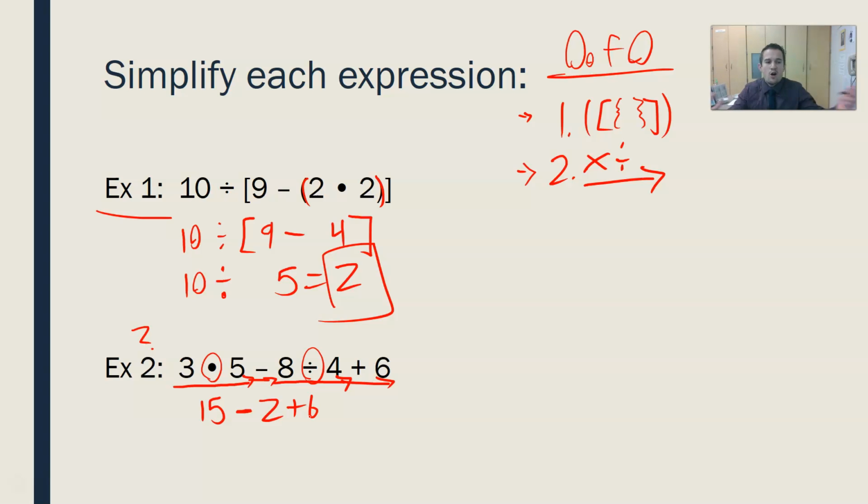So I took care of all my multiplication and division going from left to right. Now my last step is to do all my addition and subtraction from left to right. So here I have 15 minus 2, which is 13, plus 6, which is 19. So my final answer is 19. We all followed the same process, the same order of operations, and hopefully got 19 as my final answer.